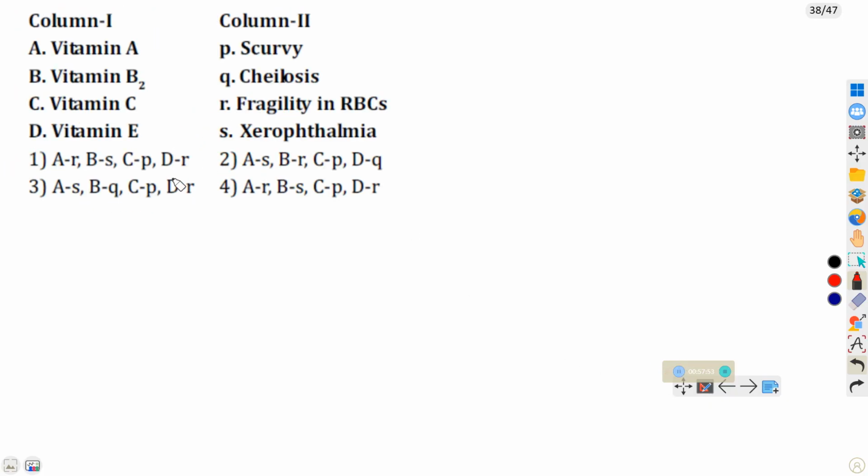Match the following. Vitamin A, xerophthalmia. Vitamin B2, cheilosis. Third option is correct. Vitamin C deficiency is scurvy. Vitamin E, fragility of RBC.